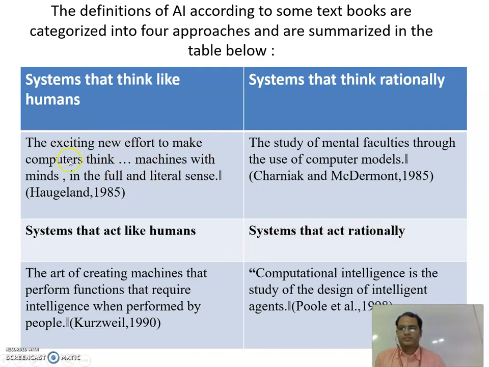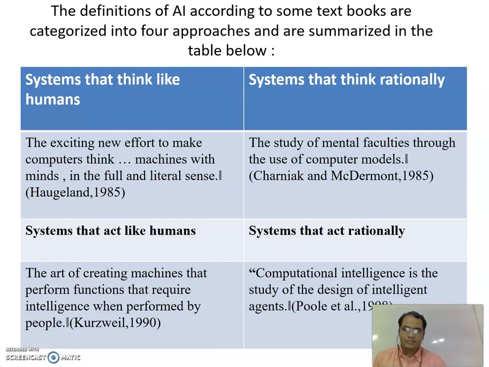Now let us try to understand the first definition, given by Haugeland in 1985. The exciting new effort to make computers think, machines with minds in the full and literal sense. So around 1985, Haugeland insists on computers thinking, machines with minds in the full and literal sense.